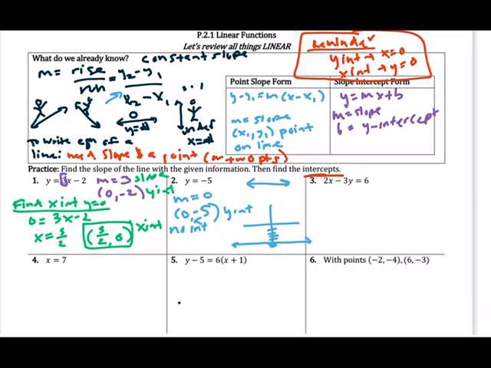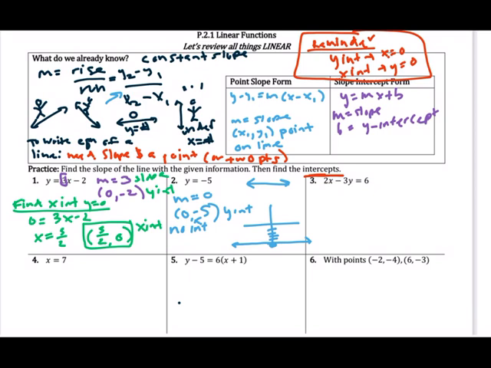Number 3. Now, on number 3, there's a lot of different things you could do. You could translate this equation to be in slope-intercept form, and then you could identify the slope and the y-intercept, and you could do exactly what we did on number 1 to find the x-intercept. That's a totally logical strategy.